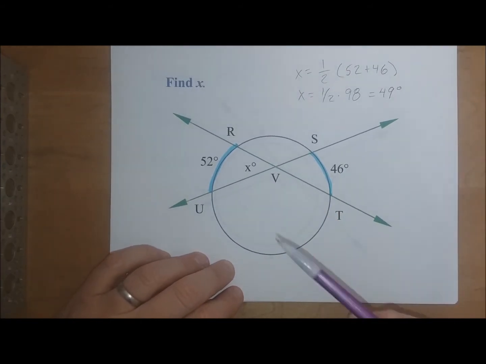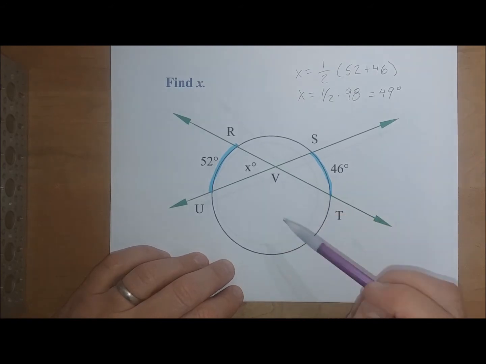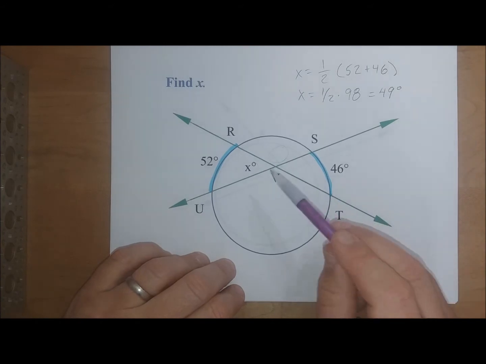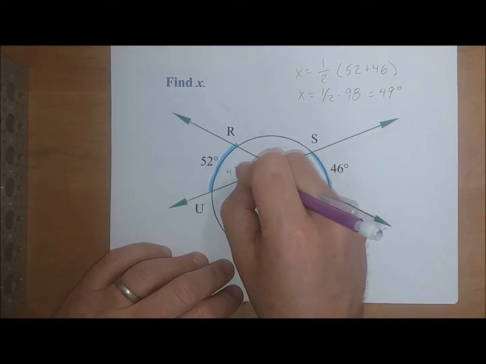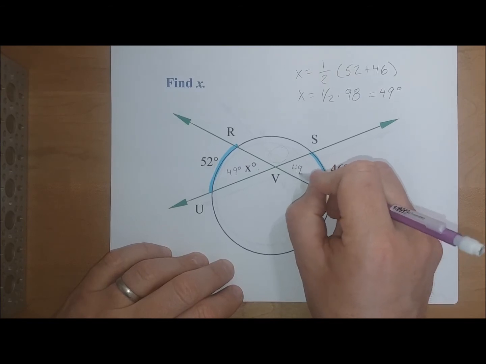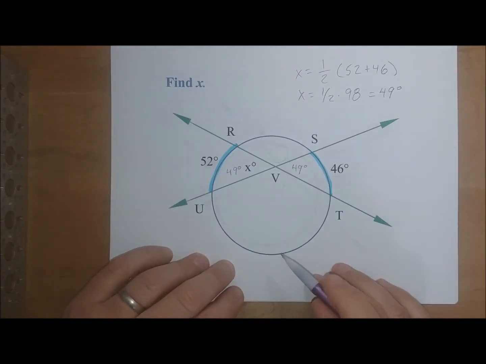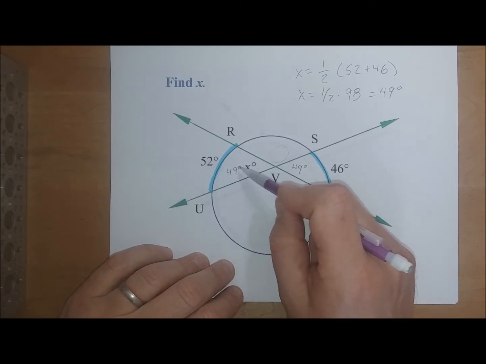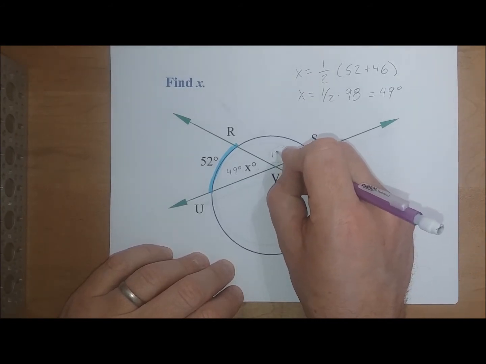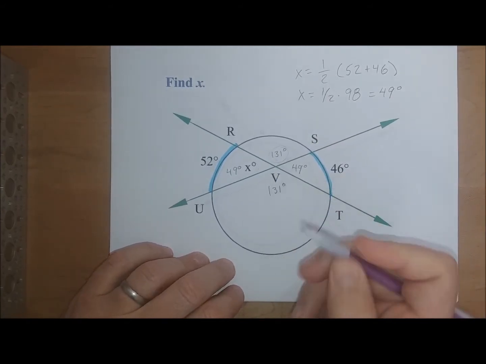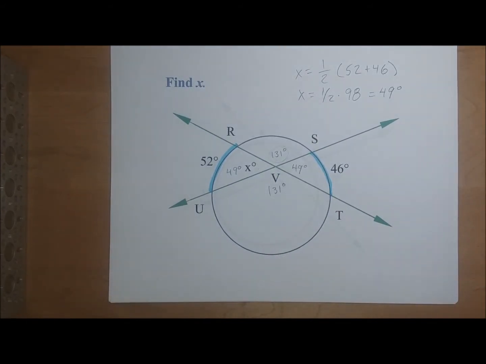Now, notice if you know this one is 49 degrees, you also now know this angle here as well, because they form a linear pair. And you also know this angle over here because they're vertical angles, and vertical angles are always congruent. And so we could say 180 minus 49 gives us 131 degrees. So once you know one of these, you can solve all of them.